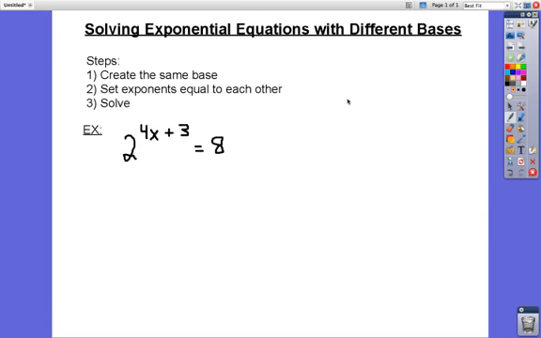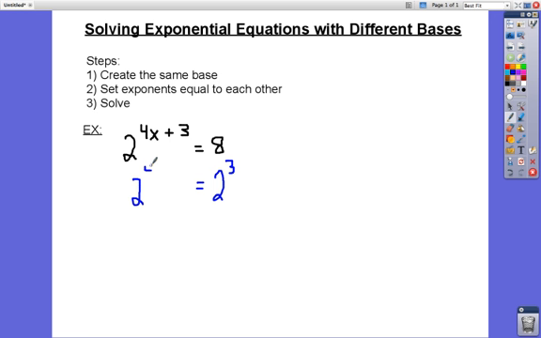Alright, so in this example, we're going to be solving equations with different bases. So if you notice, we have a 2 on this side, and the base on this side is 8. So the first thing we're going to want to do is to create the same base. Okay, we cannot set the exponents equal to each other until the bases are exactly the same. So what you want to ask yourself, is there any way you can rewrite 8 using a 2? Okay, so hopefully you guys remember that 2 cubed equals 8. So this 8 here can be rewritten as 2 cubed. And if you don't remember that, you can use your tables from yesterday.